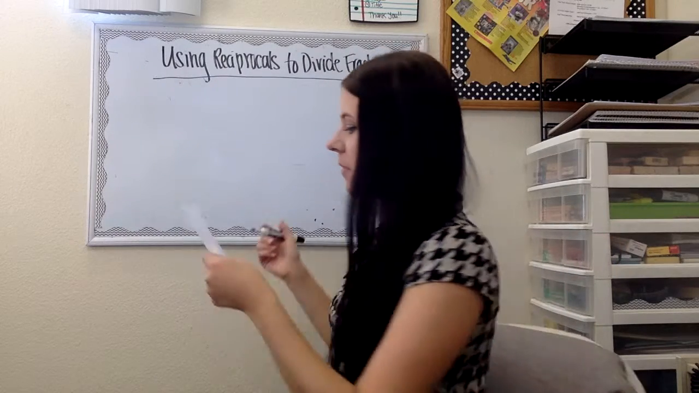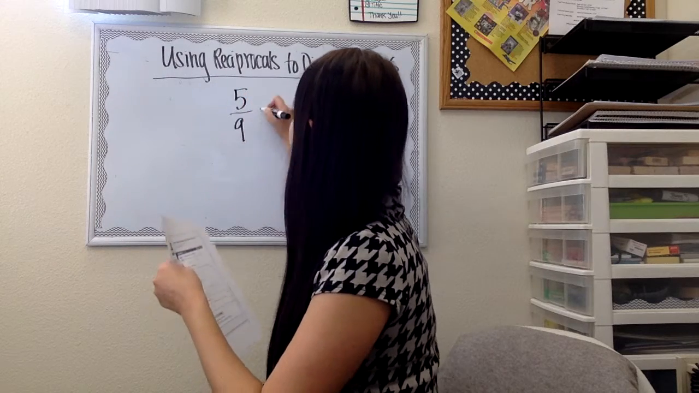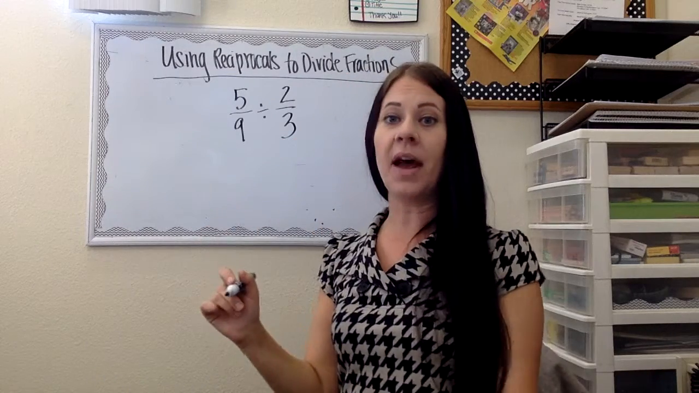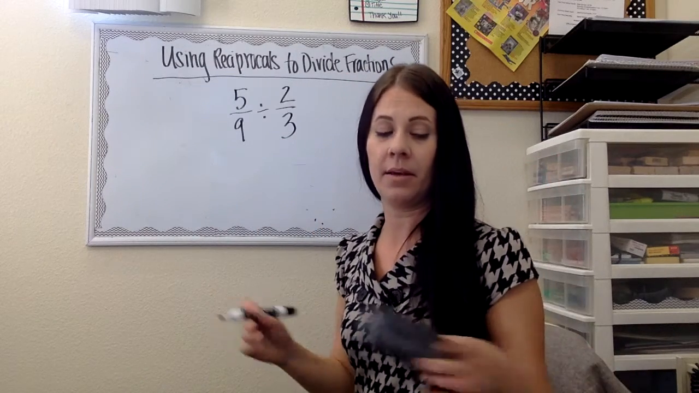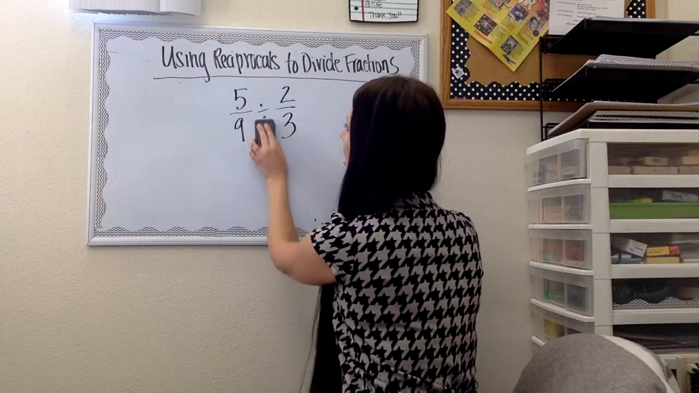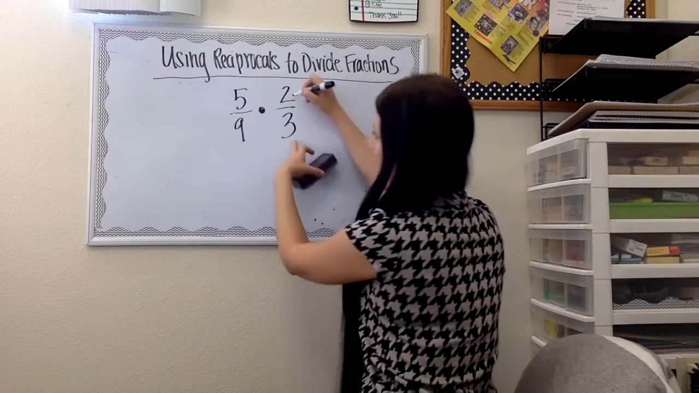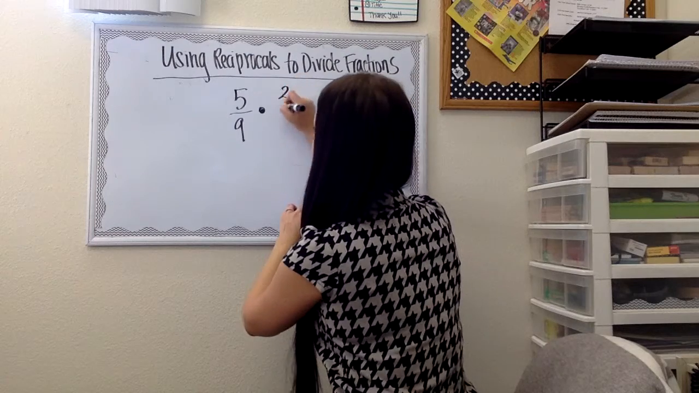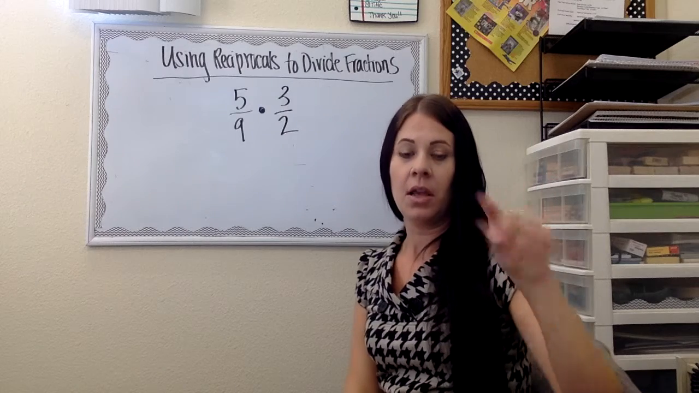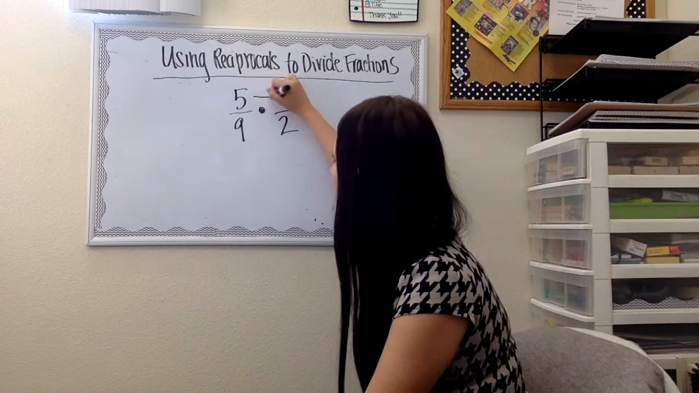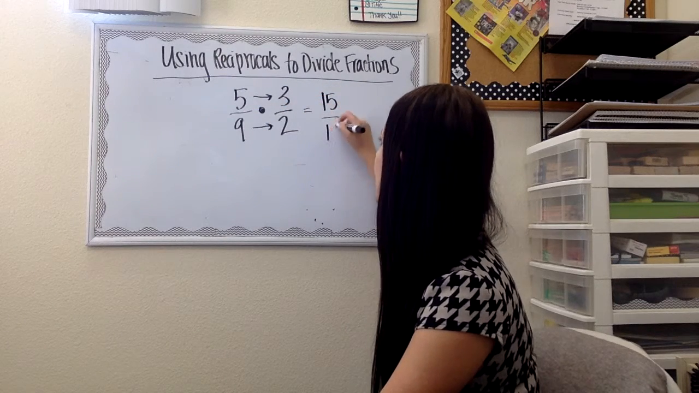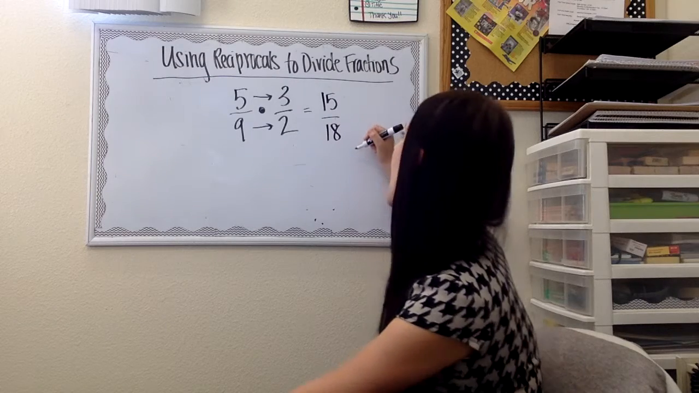So if I had 5 over 9 divided by 2 over 3, now on your paper, I want you to make this a second line of notes. So I want you to write it down here. But I really have a multiplication problem, and I make the reciprocal. So it's really 3 over 2. Okay, so you're flipping the second fraction, and then you're multiplying. And then when we multiply, we go straight across. So 5 times 3 is 15. 9 times 2 is 18. Okay, and then I would reduce.